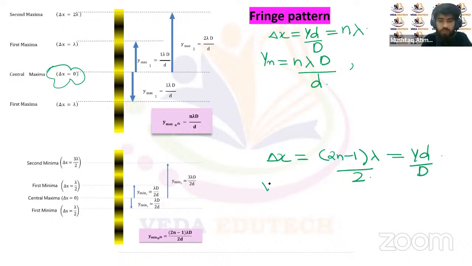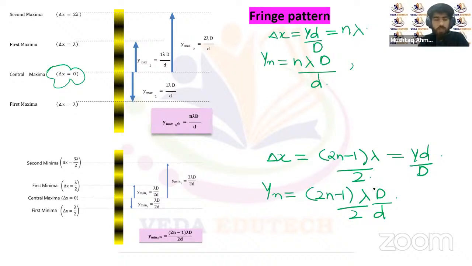The position of the nth dark fringe will be given by (2n minus 1) into lambda upon 2, multiplied by this factor D upon d, right? So this is the condition with the help of which we can find the nth minima. At the center there is always a maxima, in case of single slit Young's double slit experiment, right? Now you can see here the position of the nth minima is (2n minus 1) lambda D upon 2d.